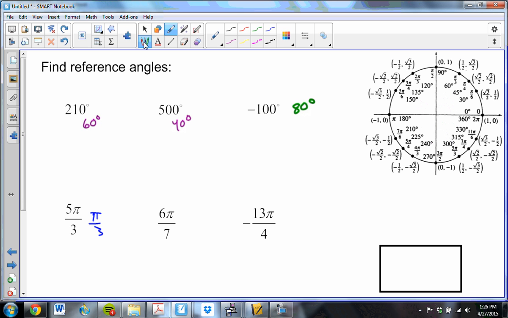6 pi over 7. Well, pi over 7s aren't on the unit circle. So I have to think, well, where is 6 pi over 7? If you wanted to, you could convert that to degrees and do it in degrees and then convert back into radians, that's a fine option.